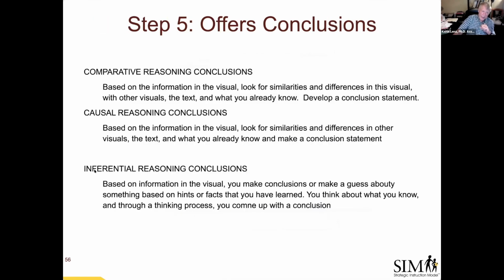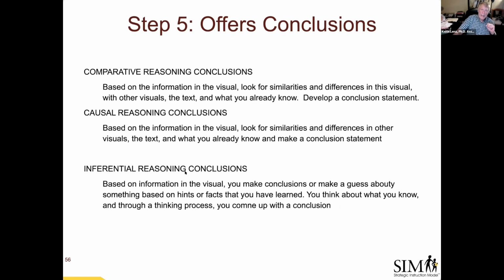And then finally, inferential reasoning. Based on the information in the visual, you make conclusions or make a guess about something based on hints or facts that you've learned. What might have happened? I usually look at pictures like this. Take a look at this picture. What might have happened before this picture was taken? What do you think is going to happen after the picture was taken?